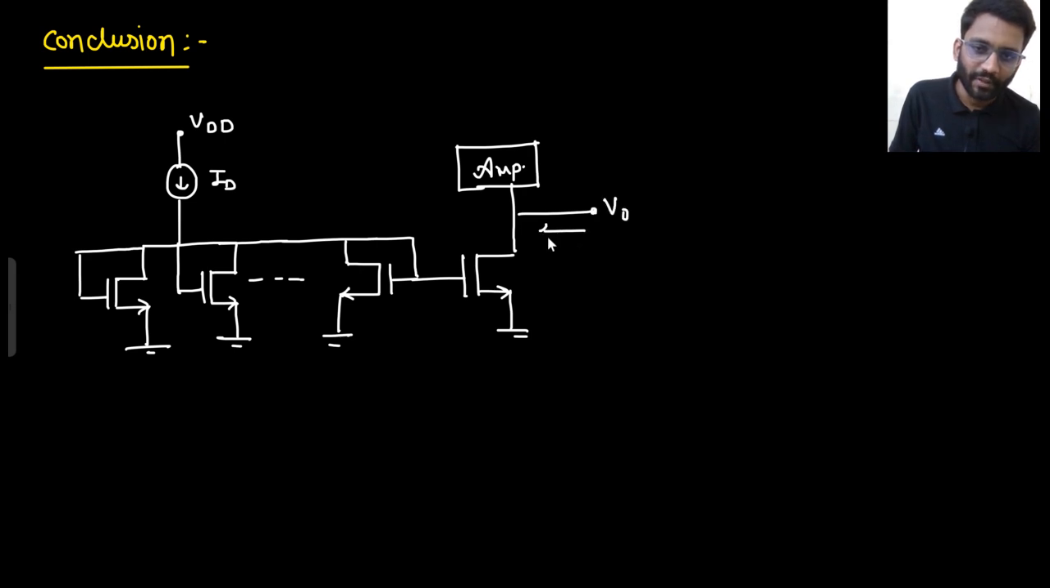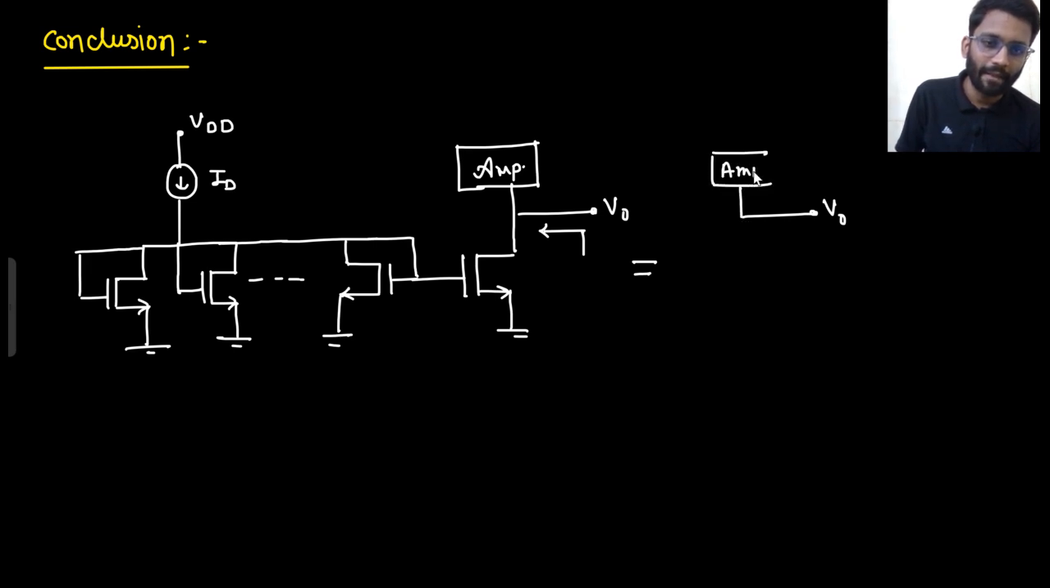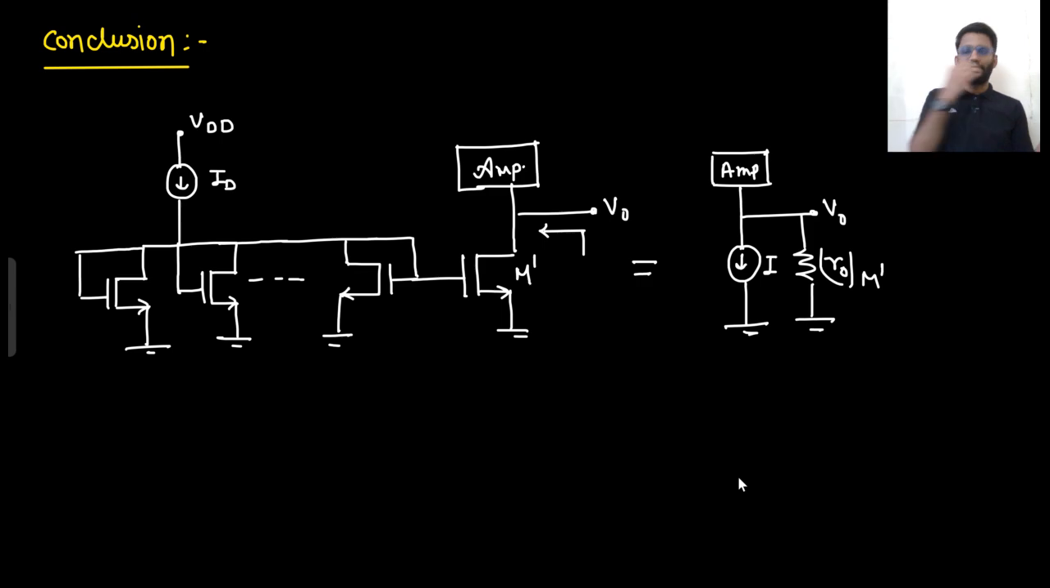So what do you see from here? From V0, what do I see? At the above side I will see an amp, and here I will see a current source, whatever the current I will get, a current source, and the output impedance of this. That's it. What is the output impedance of M? So R0 of, let's call this M dash, R0 of this M dash. That's it. This is the conclusion.